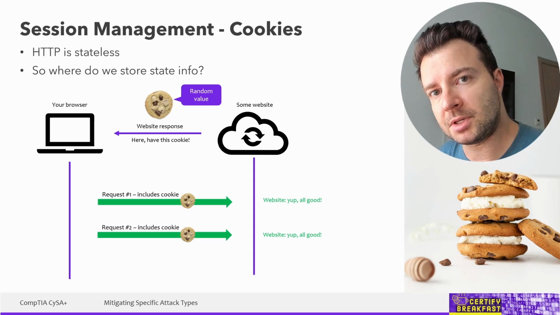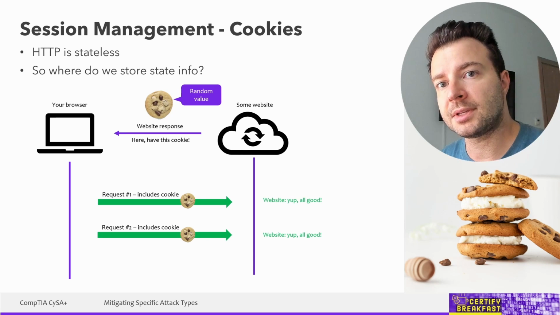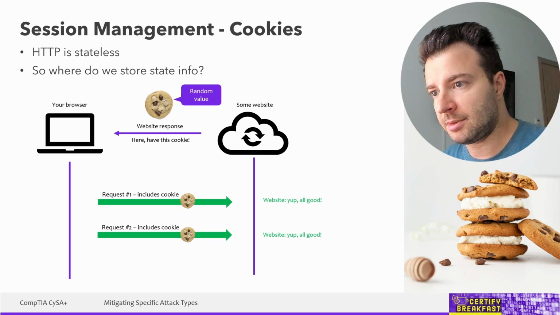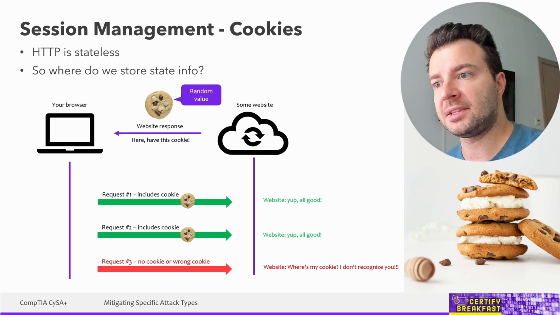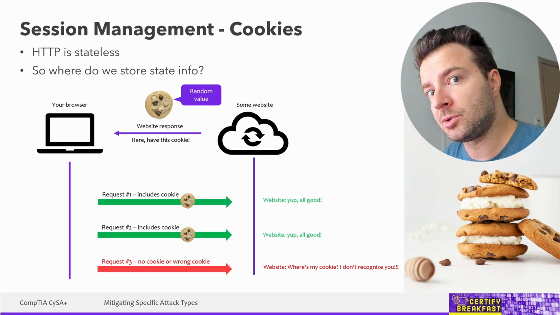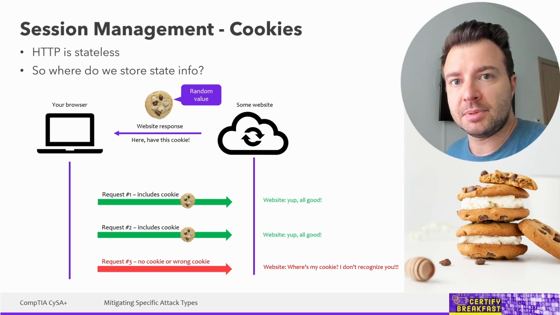So as long as the web server keeps seeing the same cookie value in a series of requests, it can determine that all those requests come from the same user, same computer, same browser. Now, if the cookie information is missing, or you're sending the wrong cookie information, then the server is going to behave like it doesn't know who you are. So it's probably going to redirect you to the login page or simply give you an error.